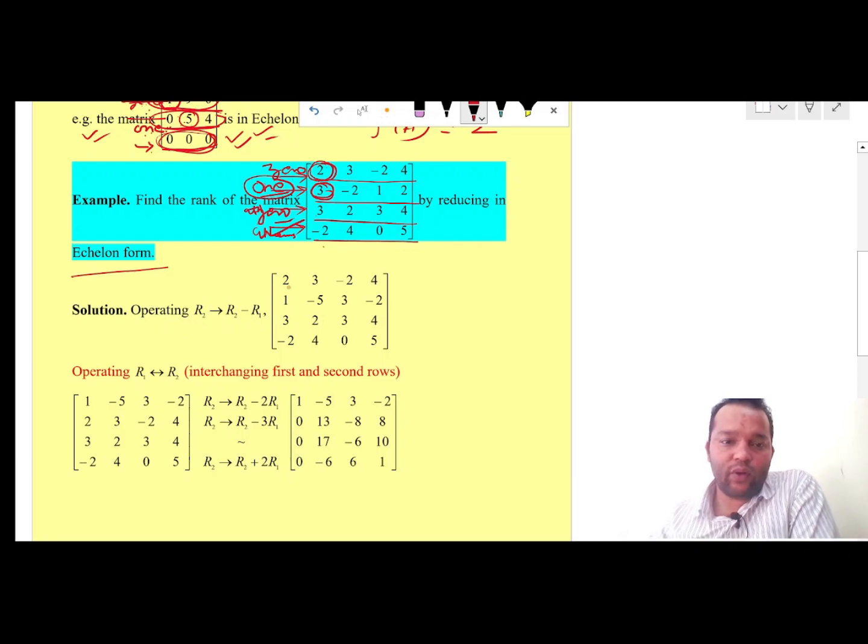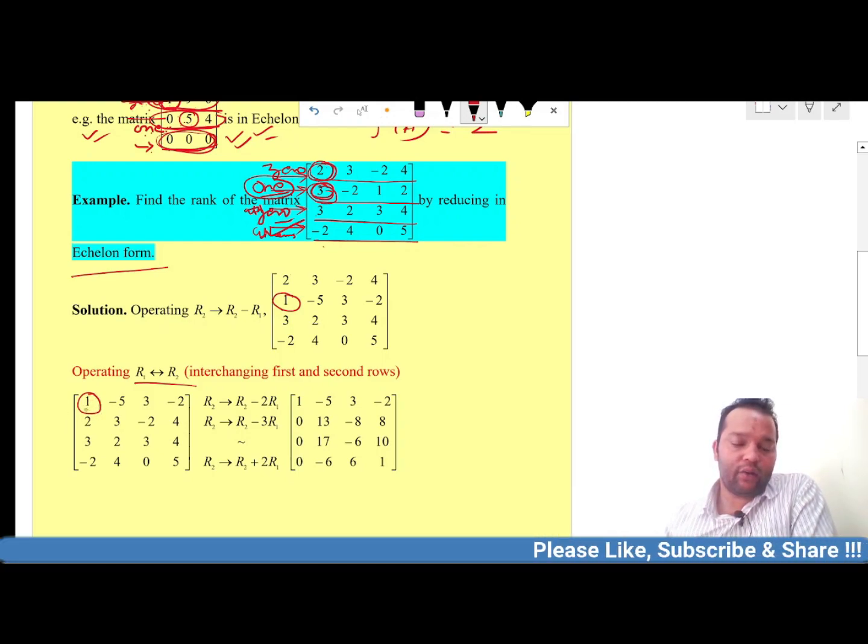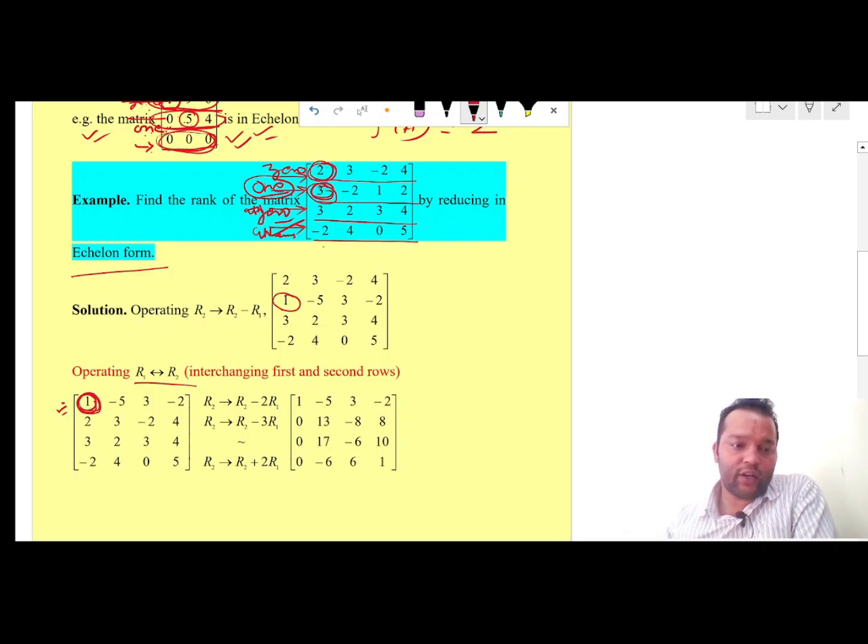In the first step, we have simply replaced the second row by R2 minus R1 so that this entry becomes 1. Now interchanging the first row and second row, so we can find 1 in this place, that is the first non-zero entry. If possible, it should be 1. So here we have satisfied the first condition, that is, this first non-zero entry in the first row is reduced into 1.